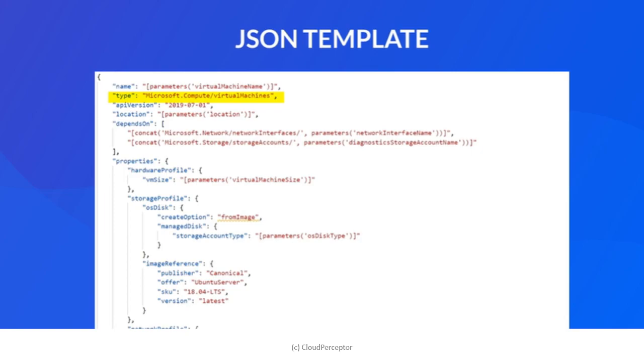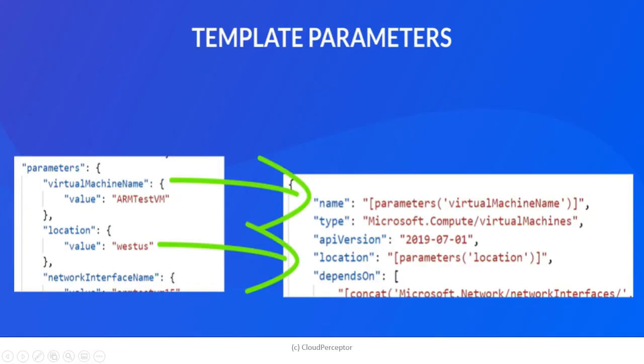This is the image reference. So this virtual machine is using Ubuntu, so that's why Ubuntu Server is mentioned here, along with SKU and version. So this is a sample JSON template for one of the virtual machines. Everything is defined over here, and it's a template that you can reuse and create resources accordingly.